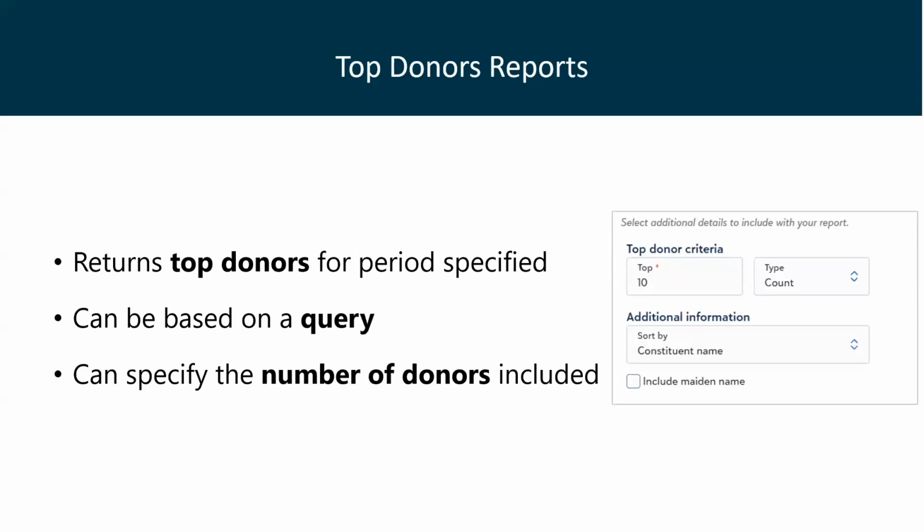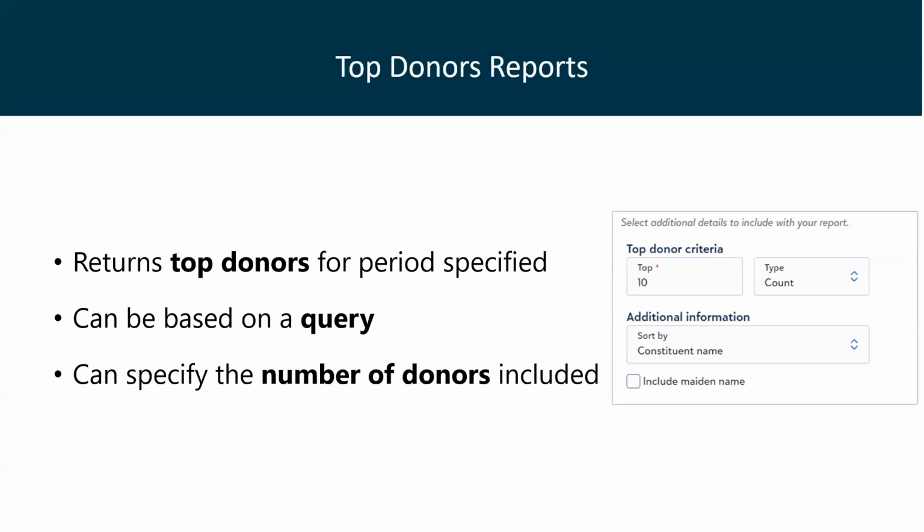Top donor report. This is a great one. The top donor report returns the top donors for a period specified. And once again, you can base this on a query and you can specify the number of donors included. For one thing, this can be helpful with your 990. Maybe sometimes you need to pull a report of your top donors. This can certainly get you started and help you with that.